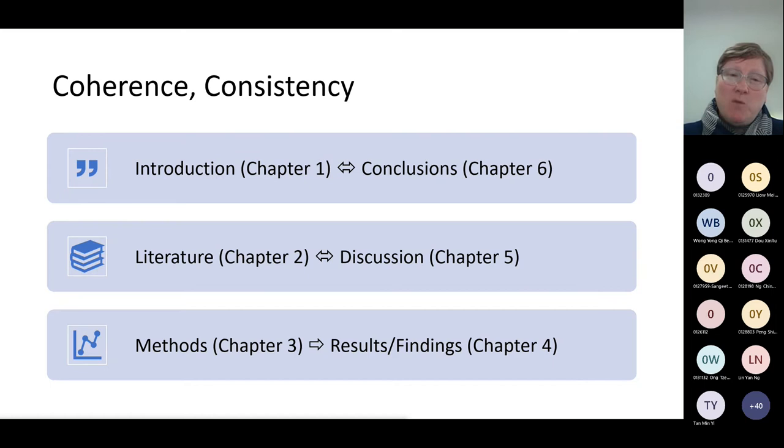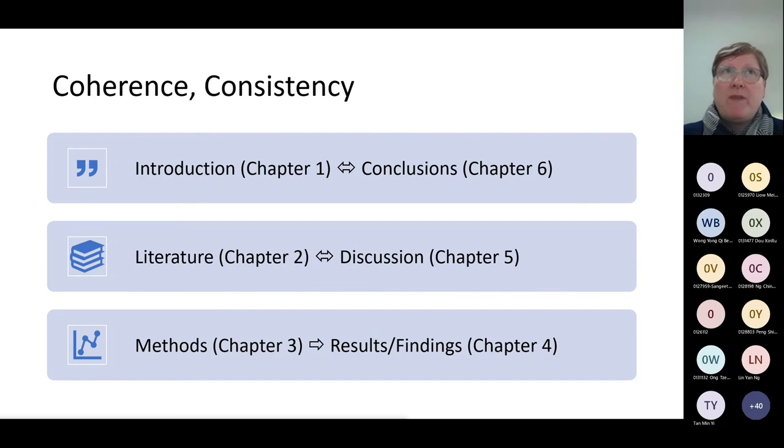Your chapter one is probably the last thing you will finalize when you're writing up, which is counterintuitive in all sorts of ways. But that tends to be what happens, in that you might draft things first, but it isn't until you know what you're concluding that you will make sure that your introduction fits to the things that have actually been found. So you need to be consistent between the question you're asking in chapter one and the conclusions you're drawing in chapter six.